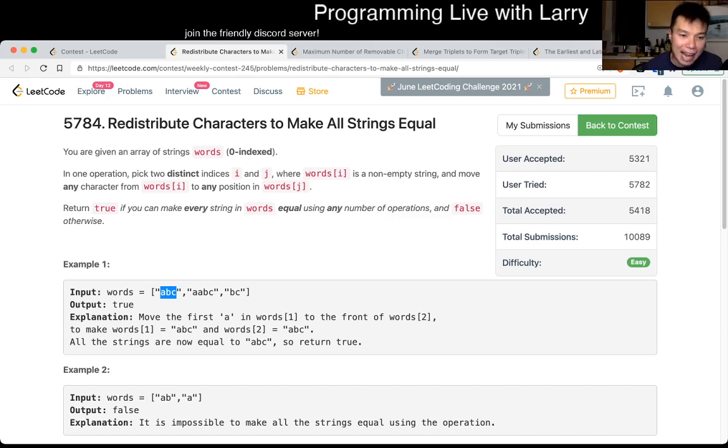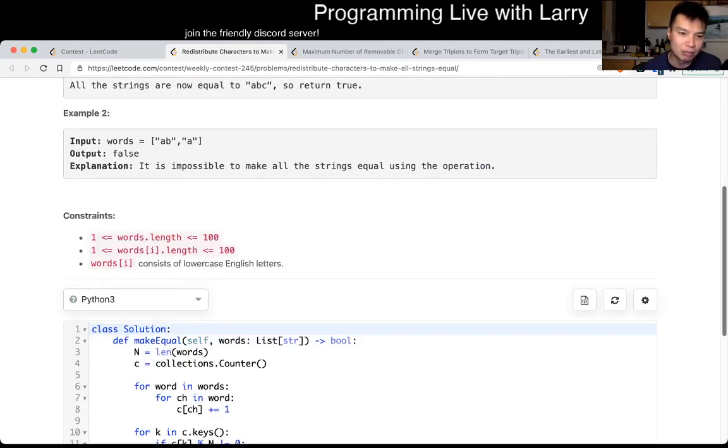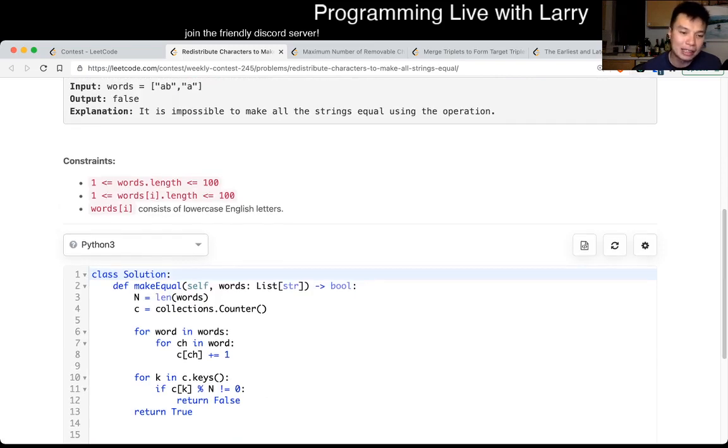that means that given n is the number of words in this list, every character has to appear either n times, or 2 times n, or 3 times n, and so forth. So a multiple of n, because that's the only way you get each of them having one character or 2 characters and so forth. So that's basically the idea, and once you make that observation, you just count all the characters. And that's basically what I did.